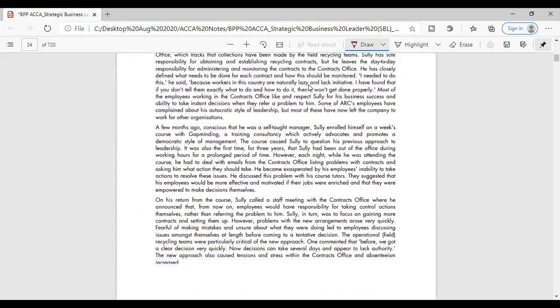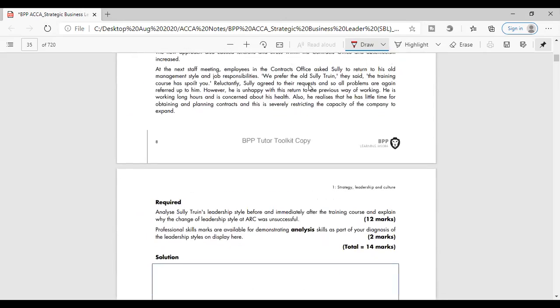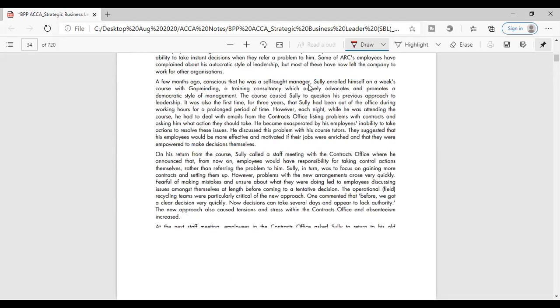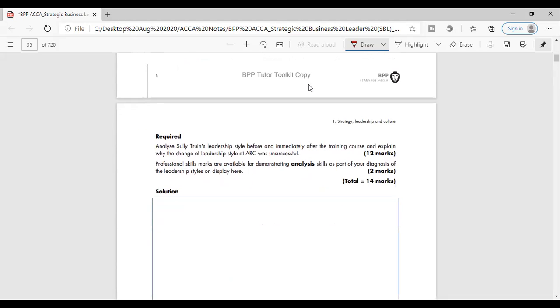Let's go through. Typically, what I advise before starting any case study is to go through the requirements, because you have to read it 2-3 times anyway. Analyze Sully Troon. It looks like this person is a leader in the organization. Leadership style before and immediately after the training course. It seems that there was some problem with their leadership style and he was sent on a leadership style training. So we need to analyze the before and after situation.